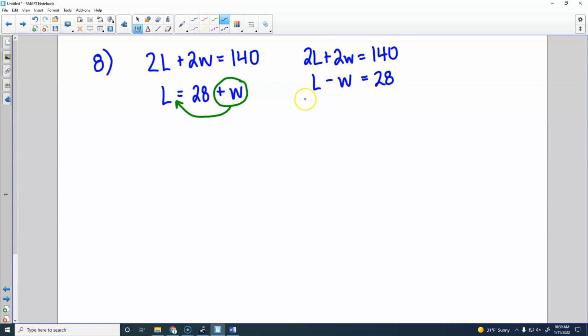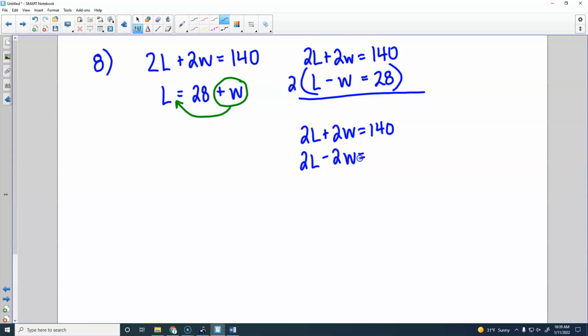So now I could use elimination for this. To do that, I would have to multiply this bottom equation by 2. So 2L plus 2W equals 140, and 2L minus 2W would equal 56. And so now these would cancel. I would get 4L equals 196. And if I divide both sides by 4, L is going to be 49, I think.